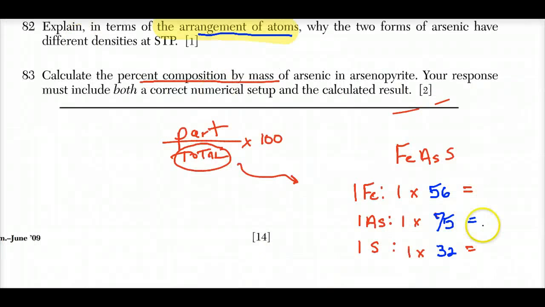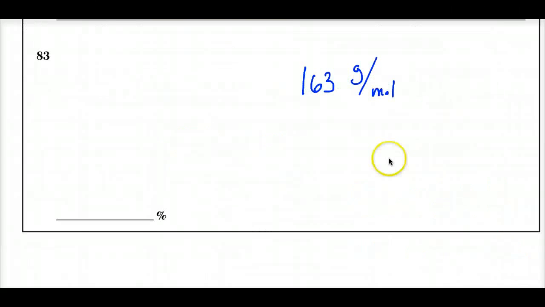Putting together my formula mass here. 1 times 56 is 56, right? There's 1 of these per 1 mole. 1 arsenic, 1 times 75, and I'm getting these numbers right off the periodic table, the atomic mass. 1 times 32, and we add them together. And we get 163 grams per mole. So this is the mass per 1 mole, 163.